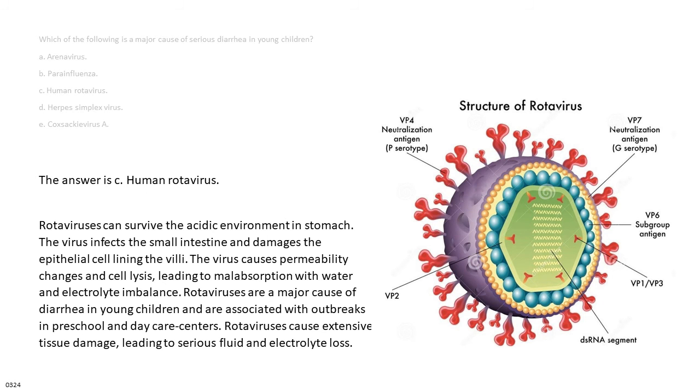The answer is C. Human rotavirus. Rotaviruses can survive the acidic environment in the stomach. The virus infects the small intestine and damages the epithelial cell lining the villi. The virus causes permeability changes and cell lysis, leading to malabsorption with water and electrolyte imbalance. Rotaviruses are a major cause of diarrhea in young children and are associated with outbreaks in preschool and daycare centers. Rotaviruses cause extensive tissue damage, leading to serious fluid and electrolyte loss.